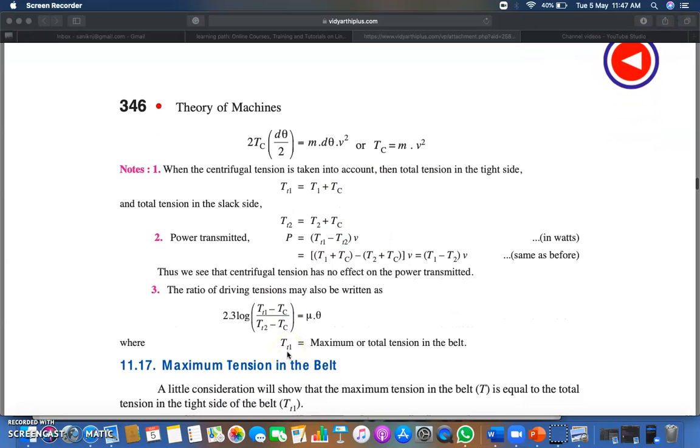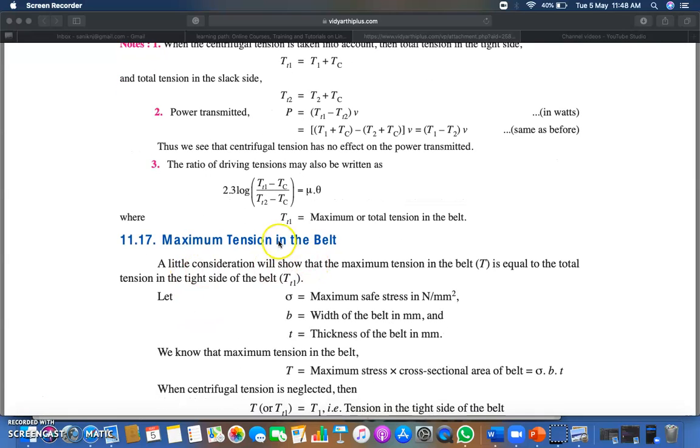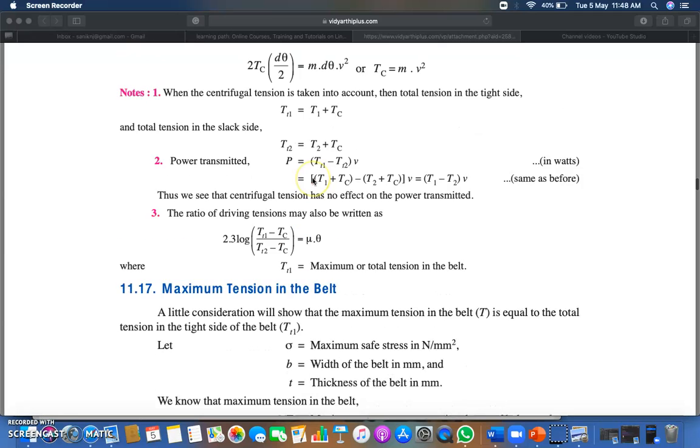Now the ratio of the driving tensions may also be written as 2.3 log of (T1 minus Tc) by (T2 minus Tc) is equal to mu theta, or (T1 minus Tc) by (T2 minus Tc) is equal to e to the power mu theta, if you are not taking the log value. Okay, this is the derivation, and whenever it is asked to calculate the value of centrifugal tension in the belt, you can calculate it with the help of this whole derivation.